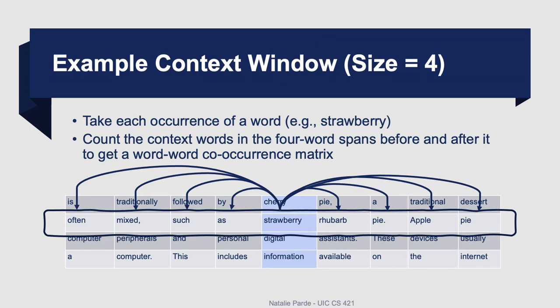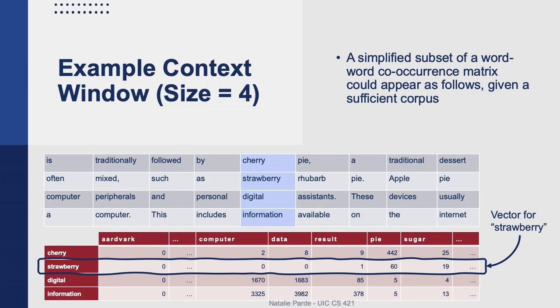Here's an example context window of size 4 from the textbook. So as you can see, all of the words pointed to by the arrows would be considered as being in the context of the word strawberry. If we then needed to create a word-to-word co-occurrence matrix, we would use this context window to guide our creation of it. So anything outside of the context window wouldn't be considered as part of the context for the target word, whereas anything within it would be counted.